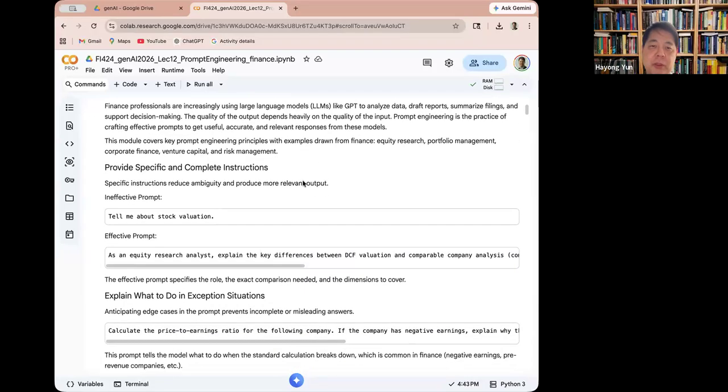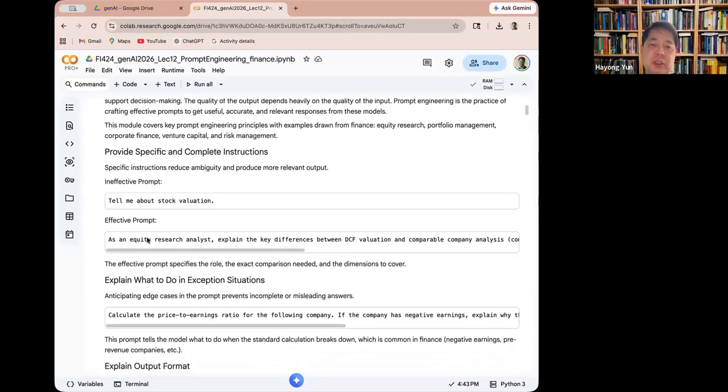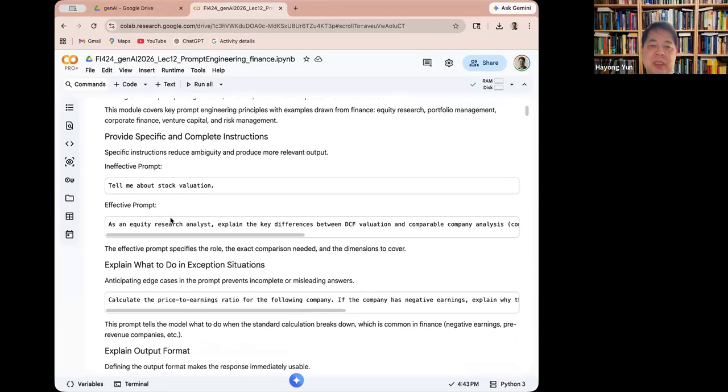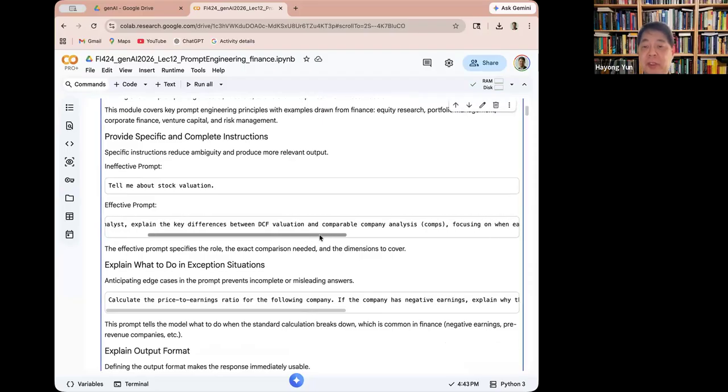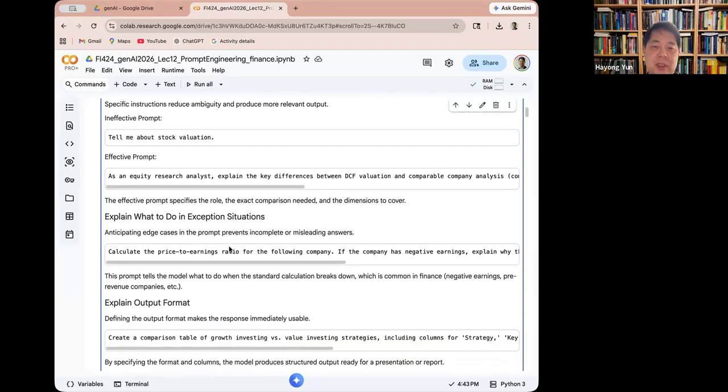Number one, provide specific, complete instructions. "Tell me about stock valuation" is probably not that detailed. We want to be more specific, like: as an equity research analyst, explain the key differences between DCF and comparable company analysis and so forth. Explain what to do in exception situations, if you can imagine those things. Calculate the price to earnings ratio for the following company. If the company has negative earnings, then explain why the P/E ratio is not meaningful, and suggest alternatives.